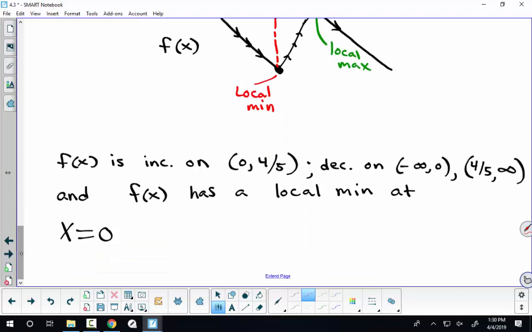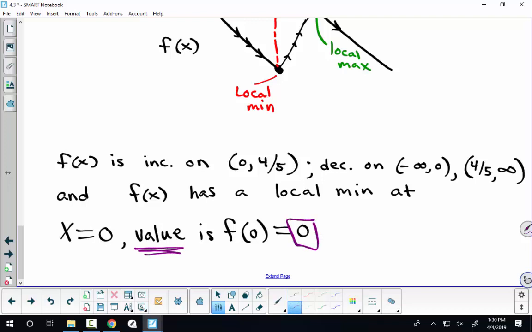The value of the local minimum, at x equals 0, is the original function evaluated at x equals 0. In other words, the local minimum occurs at the origin, the point (0, 0).